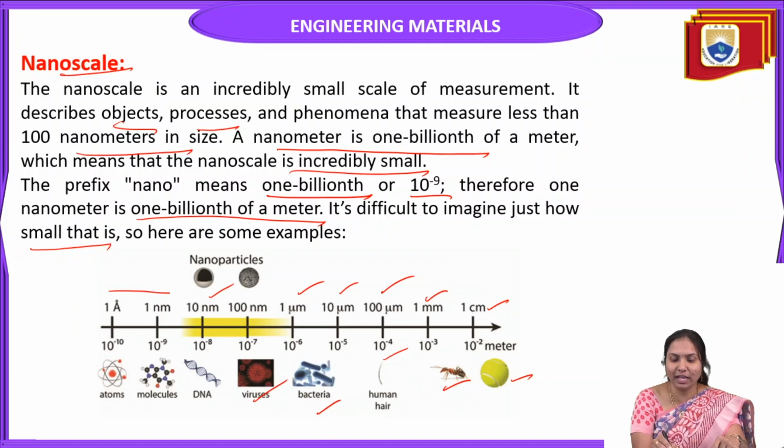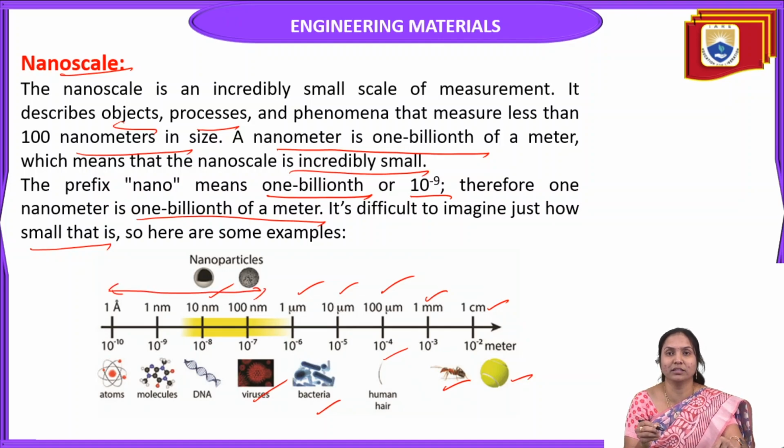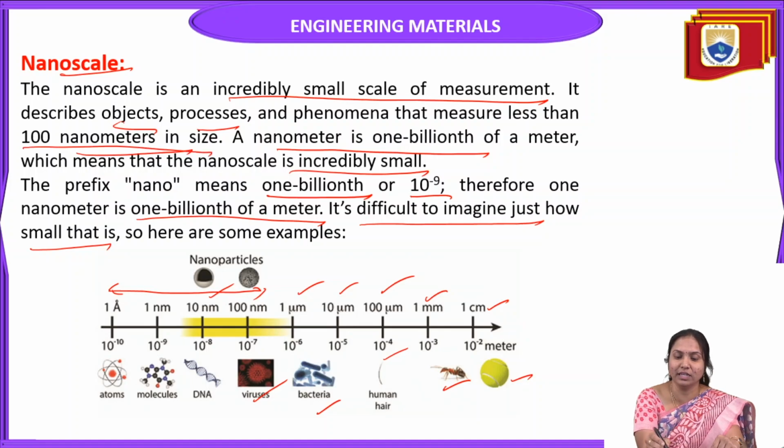So particle sizes from 1 angstrom to 100 nanometers cannot be seen. We can see them only by using microscopes or electron spectroscopes, because the particle size is very small. It is difficult to imagine just how small it is. Nanoscale is an incredibly small scale of measurement that describes objects, processes and phenomena that measure less than 100 nanometers in size.